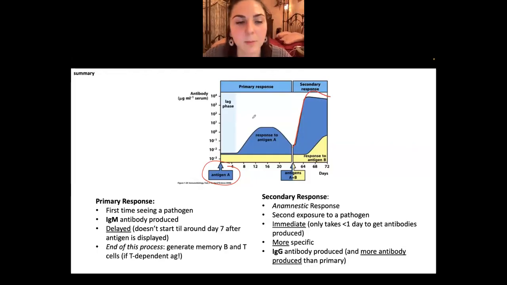But remember, primary response, first time ever seeing it, it's going to be low affinity IgM. It's always going to be IgM. It's going to be delayed. Remember, it takes about 7 to 14 days to get to the maximum level you would see. And then the end of this process is to generate memory B and T cells, especially if you have a T-dependent antigen. Versus the secondary response, the anamnestic response, all the same things. The second exposure to the same antigen is immediate, so it only takes less than a day to get antibodies produced. Much, much more specific, and you're going to have high specificity IgG produced and much more antibody in general.